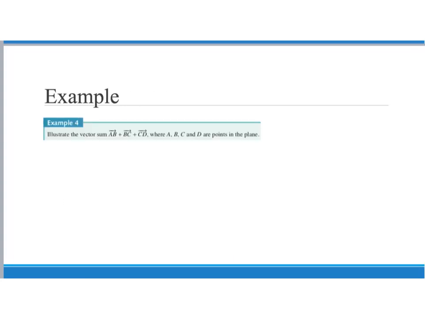And last example for the video. Illustrate the vector sum AB plus BC plus CD, where A, B, C are points in a plane. So say we've got A, we've got B, we've got C, and we've got D. All we need to do is connect AB with an arrow going to B, because it's AB, BC, CD.